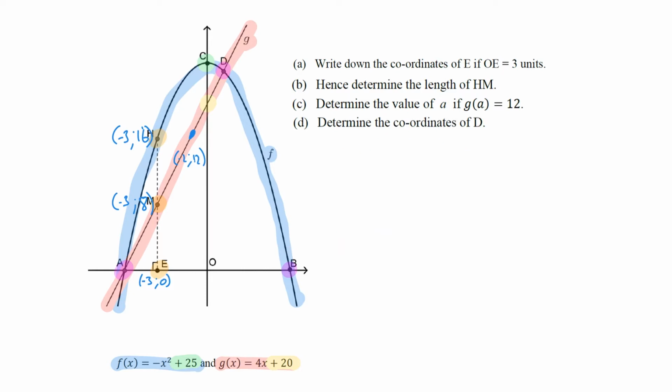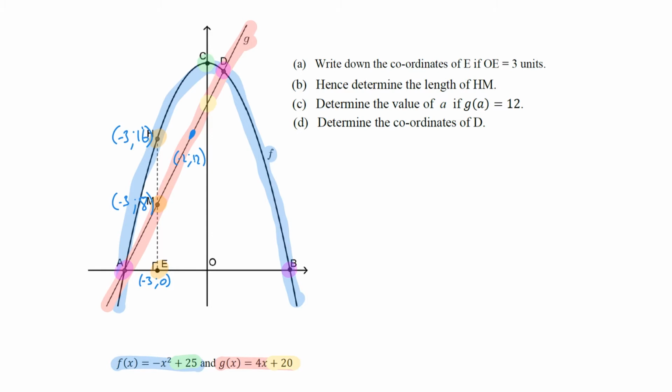Next up, we're asked to find the coordinates of D sitting up here. Now, D represents one of the points where the functions are equal to each other. A also represents another point where the functions are equal to each other. So when we solve this, we might come up with the coordinates of A and D at the same time, but we'll focus on D.